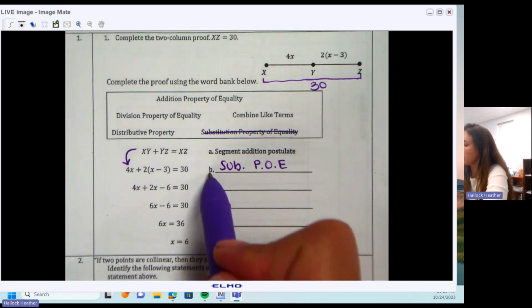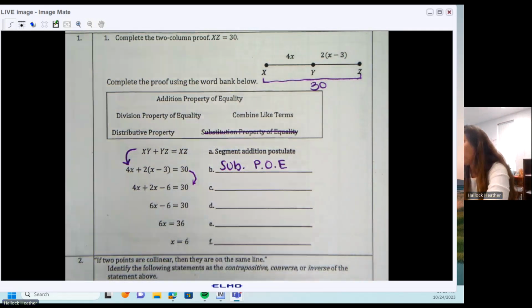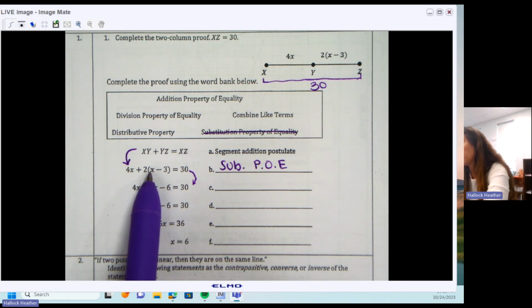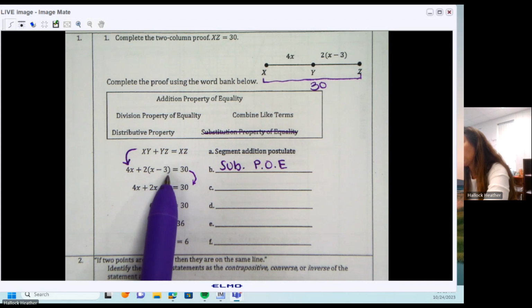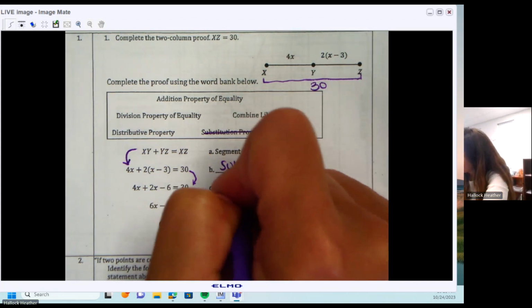Going from B to C, from here to here, we have to look at what we're doing. They have parentheses and then they're getting rid of the parentheses. So I'm actually using the distributive property to get rid of my parentheses. 2 times x makes 2x. 2 times 3 makes 6. So this is the distributive property.